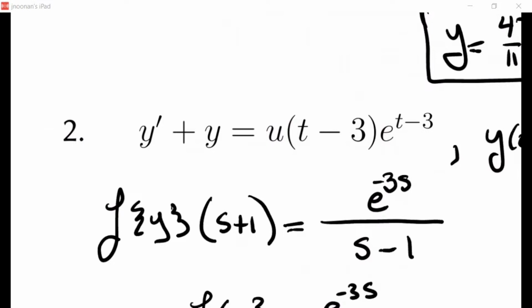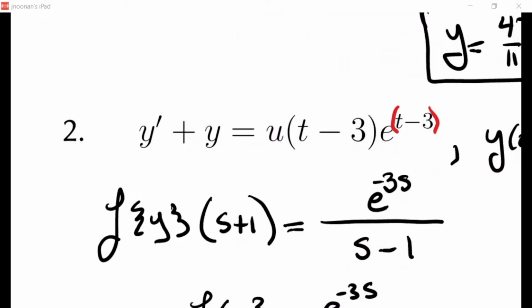Basically, you've got e to the t that you're doing the Laplace transform of. That's what this is. If you ignore this, you have e to the t, so s minus 1. Anyway, this one was pretty straightforward.